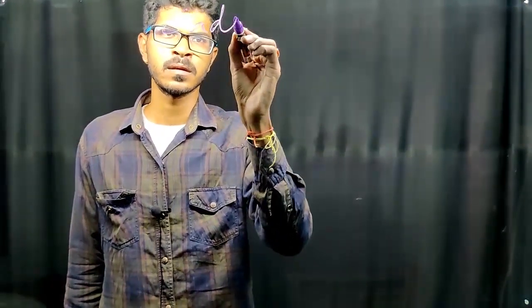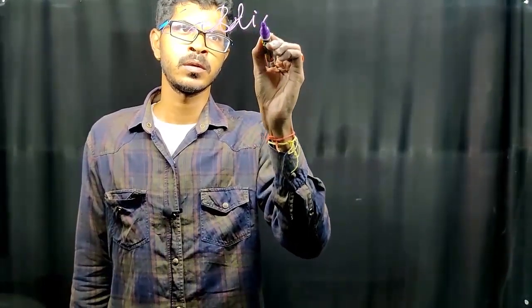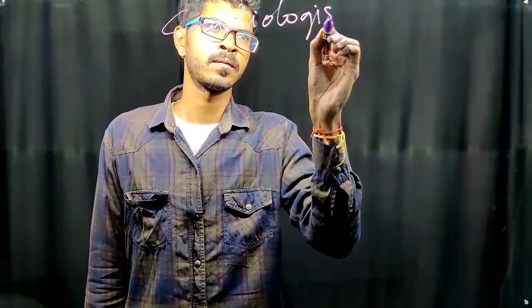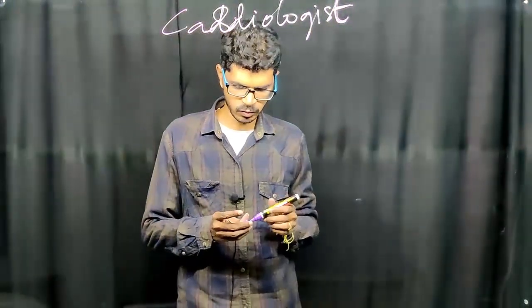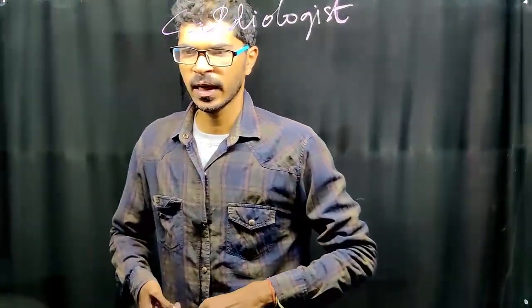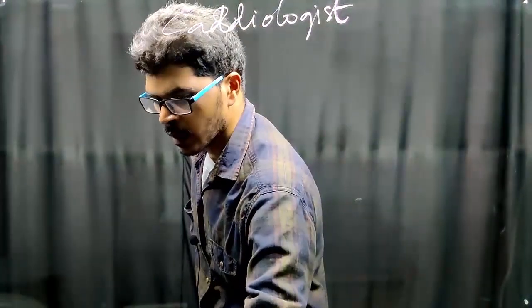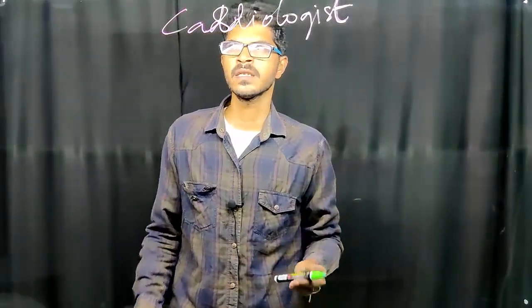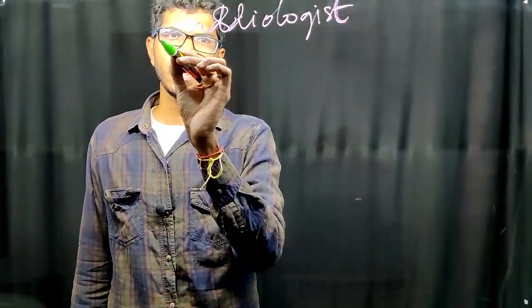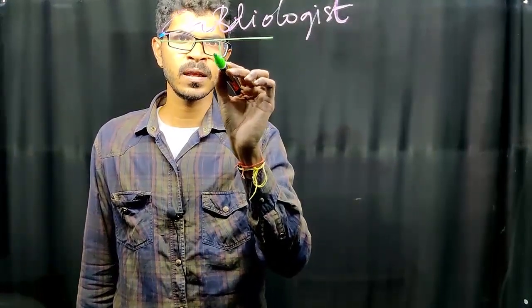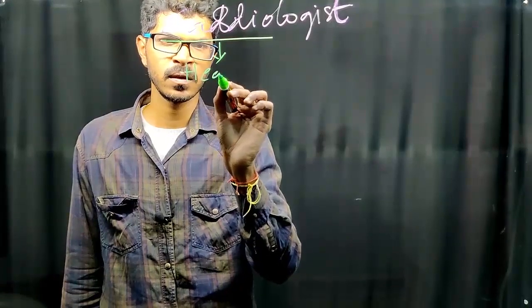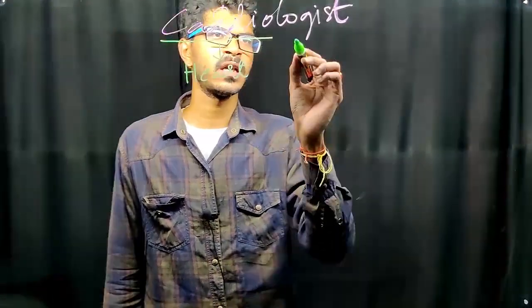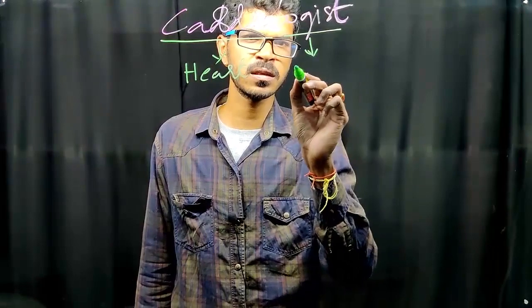Cardiologist. A cardiologist. Who is a cardiologist and what is cardiology, and where from this word has come? Let's discuss that. Cardio has again come from the Greek word which means heart. Greek root heart. And logy, you all know that. Logy is study.